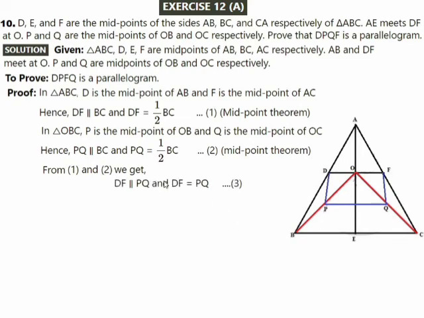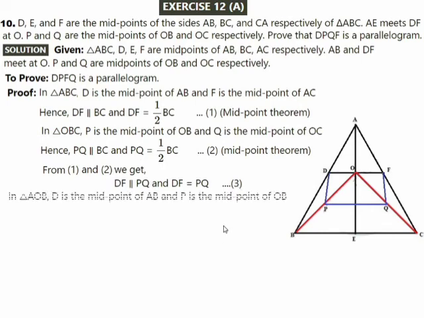DF is parallel to BC, and PQ is also parallel to BC. So DF is parallel to PQ, and with that, if you see half BC and half BC, if you remove these you find that DF is equal to PQ. So this is equation number 3.